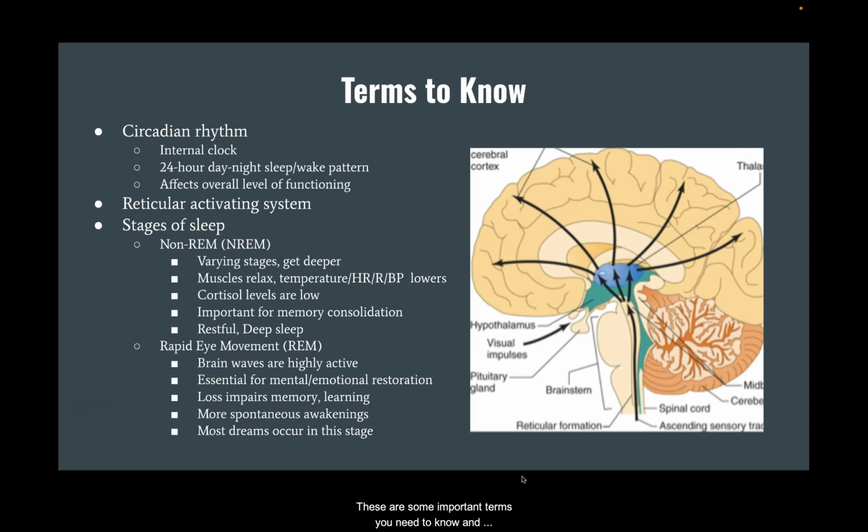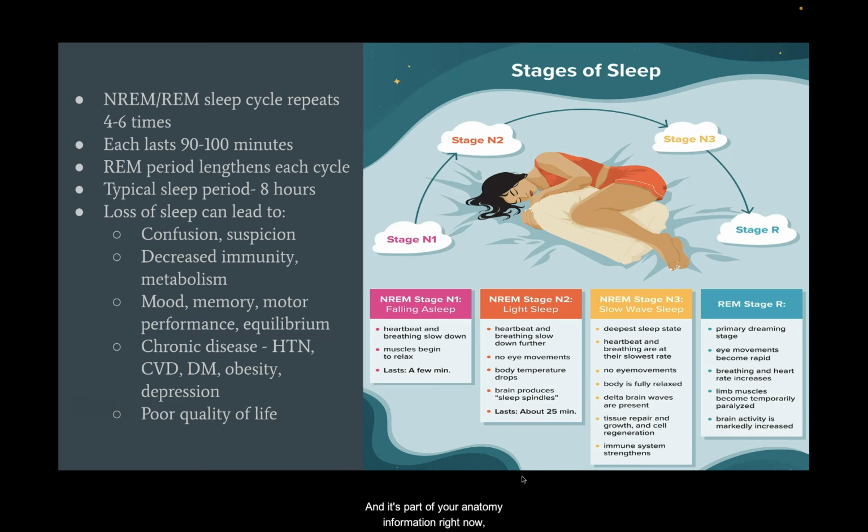These are some important terms you need to know and the stages of the sleep cycle. Please review this. It's extremely important for you to do that, and it's part of your anatomy information, right? Over here there's a picture also that you can refer to, to review your stages of sleep, right? Now, a loss of sleep, what happens when a person cannot sleep?